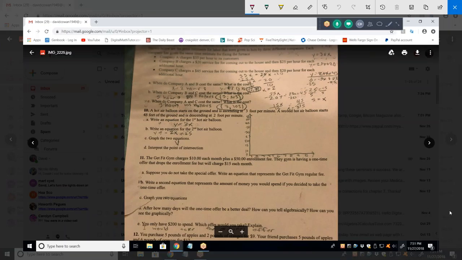All right. So, if I want the total cost, we'll call it TC. What is it based on this right here? Let me look. Total charge. It's $10 per month plus 50. So what kind of an equation? Always think of these kind of equations. It's going to look like y equals mx plus b. It's 10x plus 50. Y equals 10x plus 50.